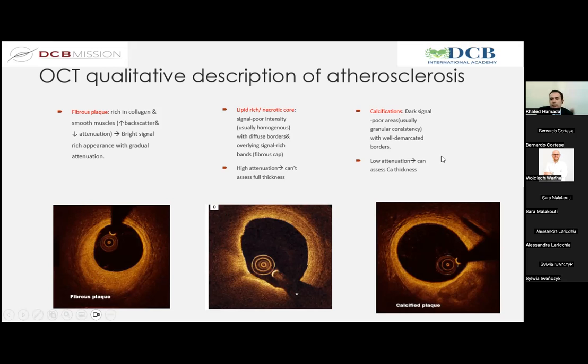It has high attenuation. We cannot assess its full thickness. The calcification is shown as a dark signal, usually with a granular consistency like this, with sharp, well-demarcated borders. The calcium has low attenuation, so we can assess the full calcium thickness. This is the advantage of OCT compared to IVUS.